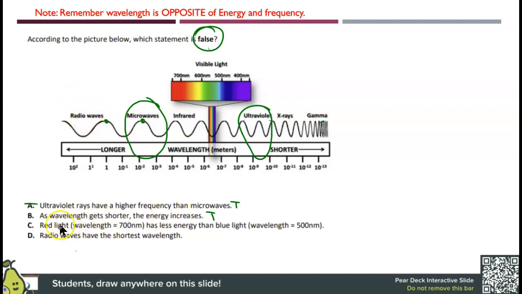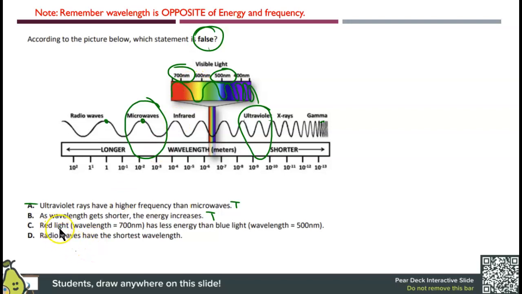So next one, red light wavelength at 700 nanometers, which is right there, has less energy than blue light. Blue light is at 500 nanometers, and we know that the energy or the wavelengths also coincide with the wavelengths that we see here on our visible light. So here they're a lot longer, and then they actually get shorter and shorter, and they become more high energy.